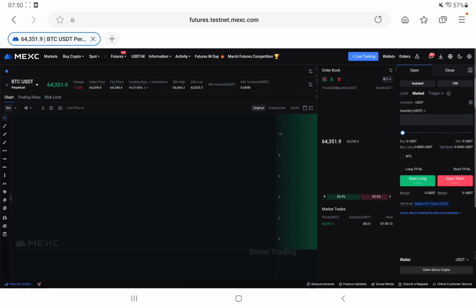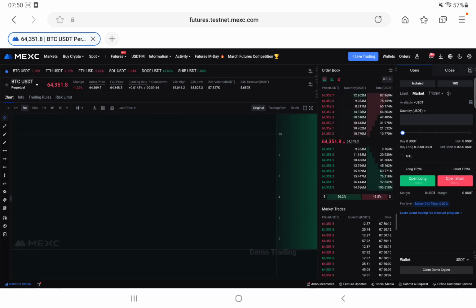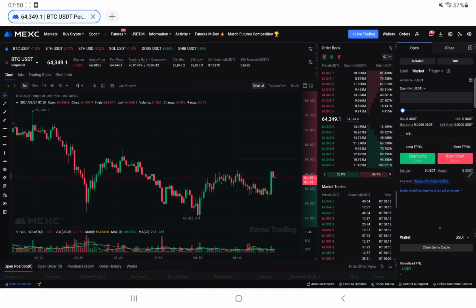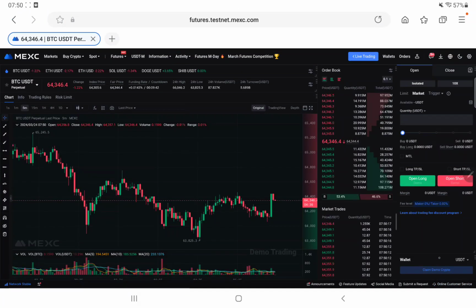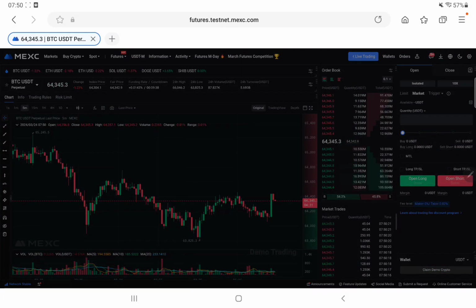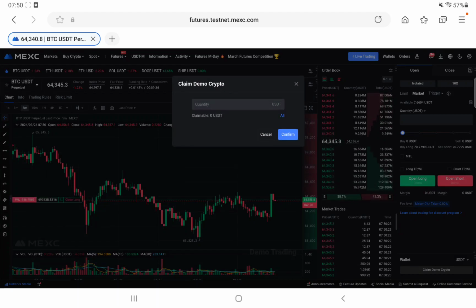So when you come on to demo trading, you'll have something down here that says claim demo crypto. You can click that, and it will pull up this little tab, and then you'll be able to claim up to, I think it's like 50,000 in demo crypto. Also, you do not make any money from this. This is purely demo and nothing else. You will not make any money, you will not lose any money, it is just purely demo crypto.